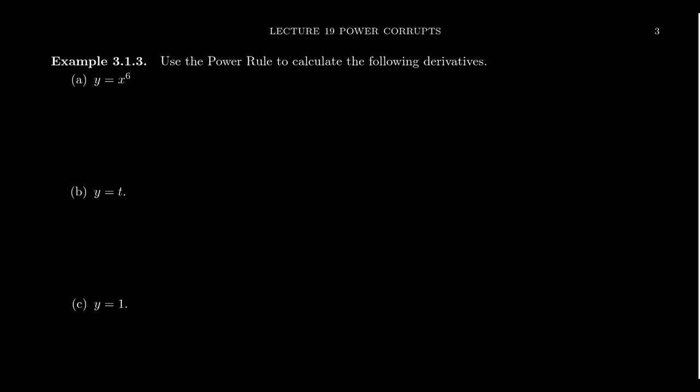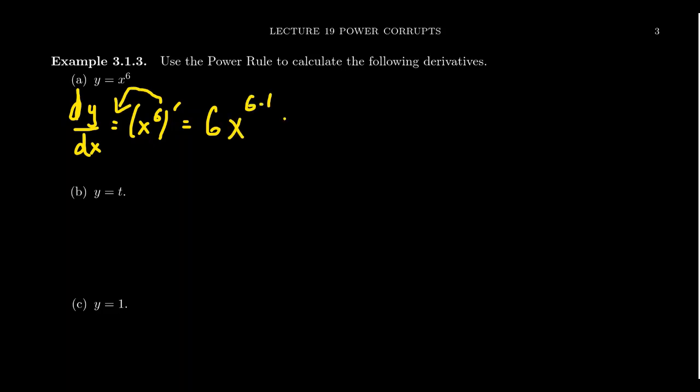Consider the function y equals x to the 6th. Well, by the power rule, if we take the derivative dy dx of x to the 6th right here, we end up with 6, that's the exponent, right? So see, the exponent comes out as the coefficient, 6 times x to the 6th minus 1. Subtracting the powers, we get 6 times x to the 5th, which is the derivative of x to the 6th.